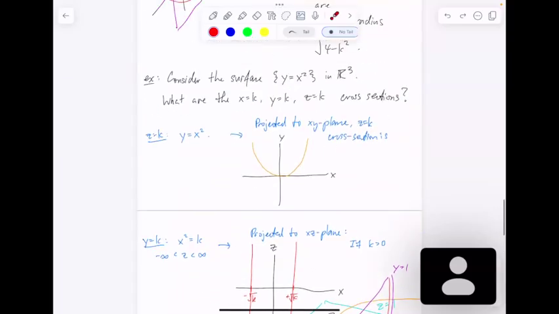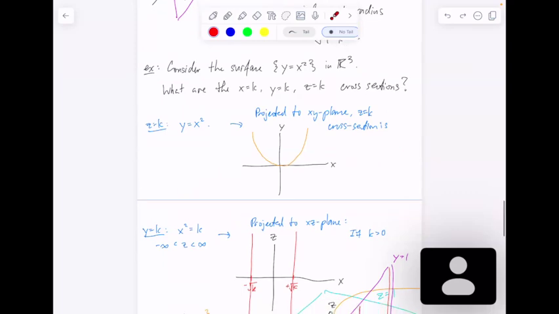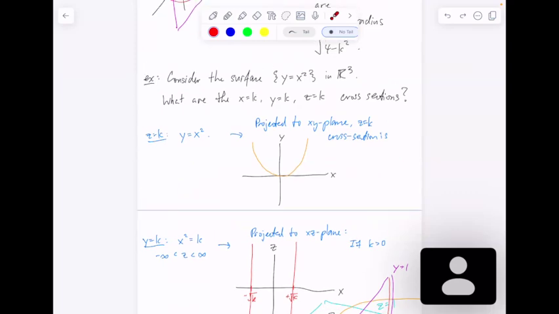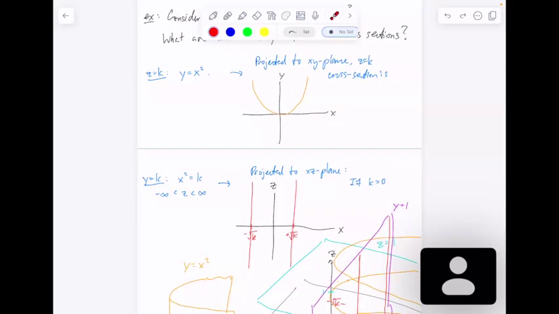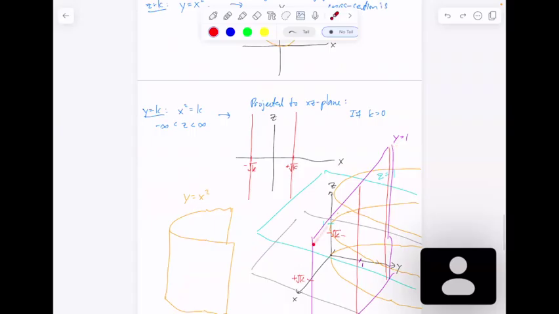Oftentimes in WebAssign and things like that, you see surfaces given to you by x equals k, y equals k, z equals k, where k is a constant, but eventually you want k to vary, right? I could also ask you, what is the y equals 1 cross section? The y equals 1 cross section, that's x squared equals 1. So your solution here would be minus 1 and 1. And that's exactly what this slice is. This is a y equals 1 cross section.